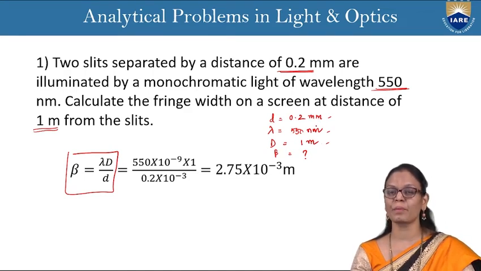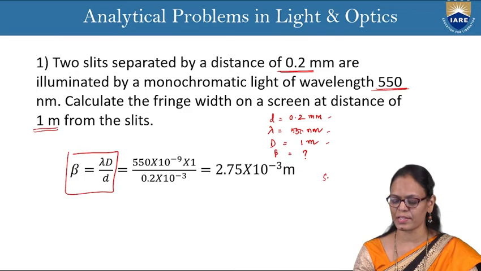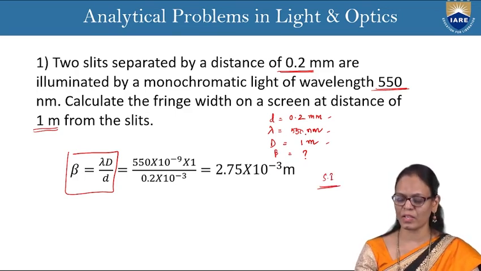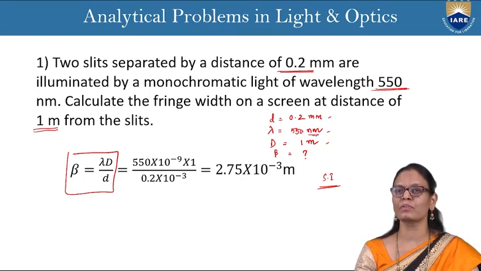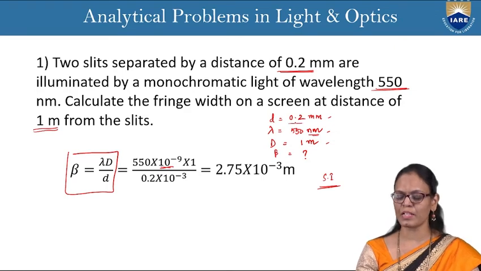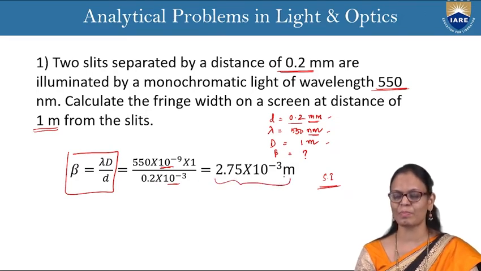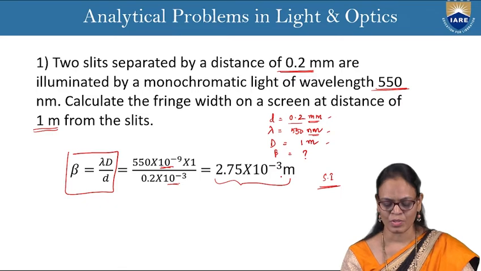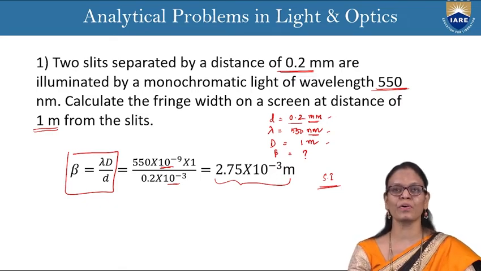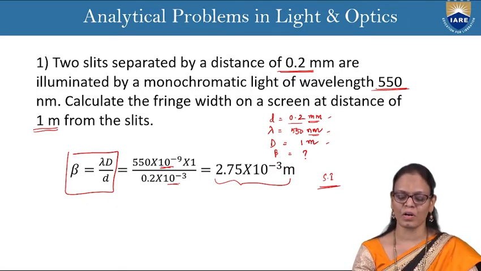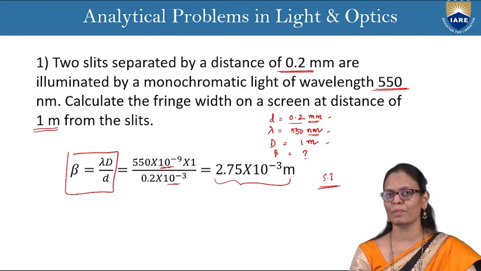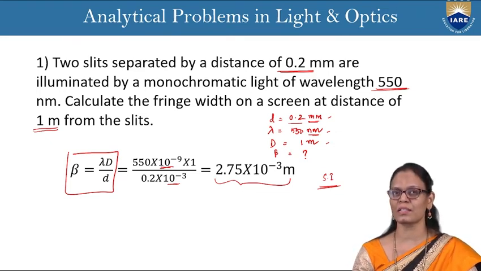So whenever we are talking about this, we are doing it in the SI system. So the wavelength which is given in nanometer, we will convert it into meter. That will be 10 power minus 9 meter. And the distance between the slits which is given in millimeter, we are again converting it into meter. So just to simplify, you will get the answer. This will be the fringe width. So you can also refer to the video on numericals on light and optics. So you will get the solutions for all these numericals.